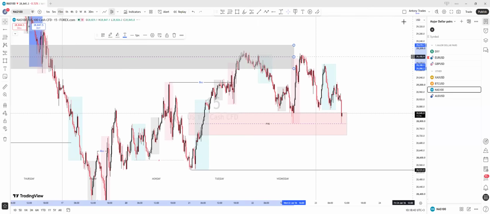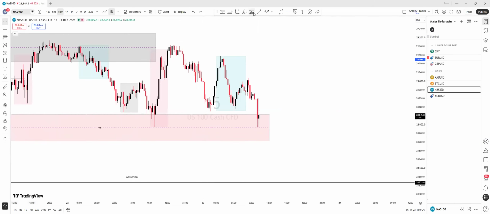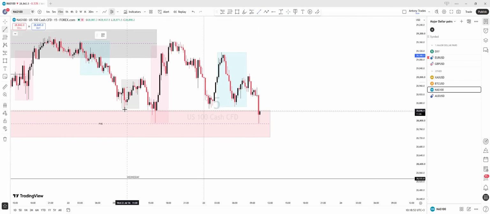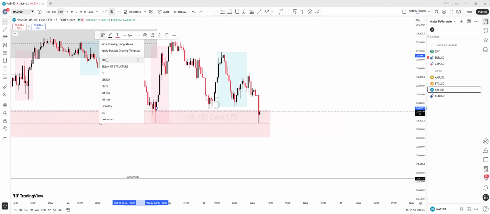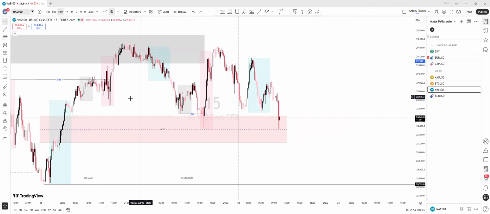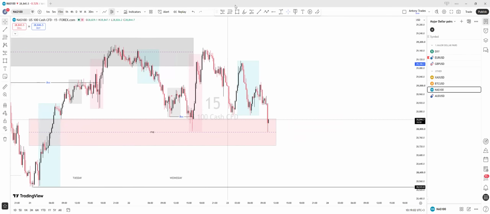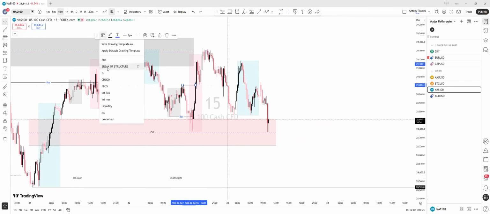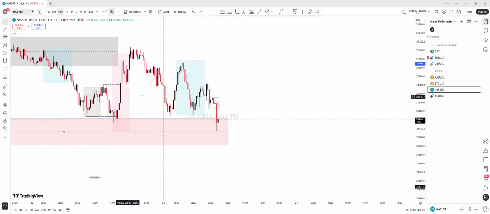So from the 15 minutes time frame, what are we seeing? Something very interesting. We have a sweep of this high. We have a liquidity sweep. Then we have a break of structure here. So we have that one as a break of structure there. Market reacted from this. Now we have got a change of character here. We have a change of character there.